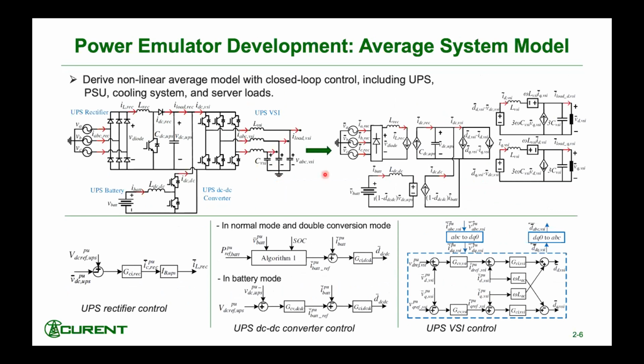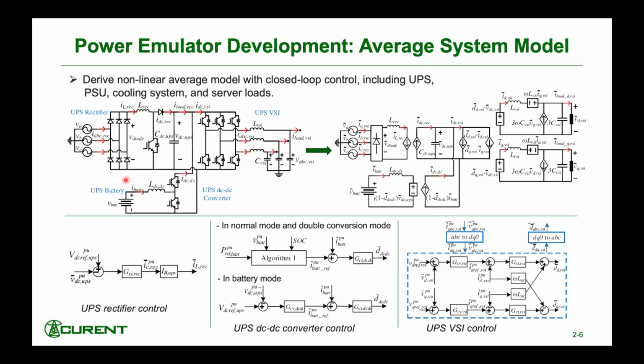The first step to develop the emulator is that we need to have an accurate power model of the system. Since we only care about the dynamic performance within the line cycle, the average model that neglects switching ripples is built here for each power converter and power component. Because of the space limit, here I only show the UPS model and control.